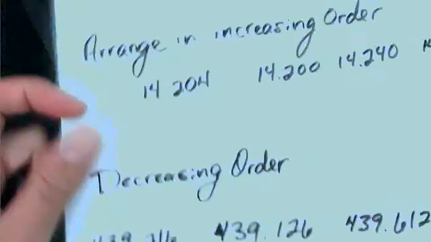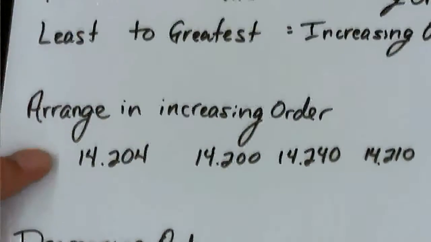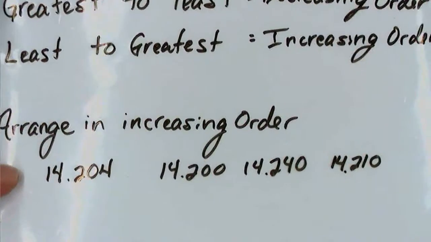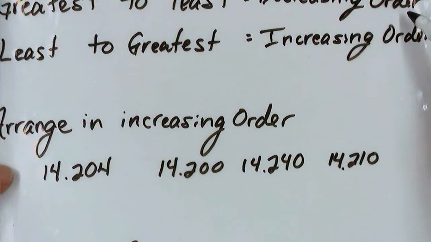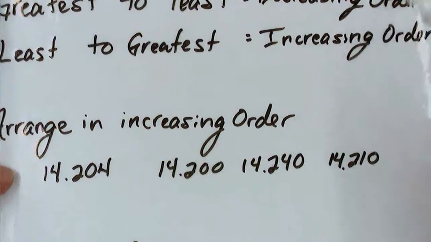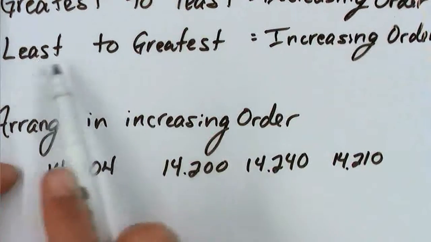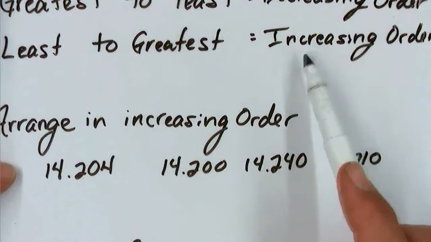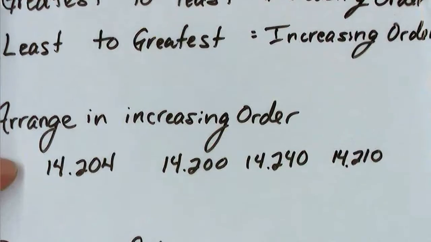Now what we're going to take a look at is putting them in order. So let's take a look. If you have something that's asking you greatest to least, the way they call it also is decreasing order. So they decrease, they get smaller, you start big and you get smaller. Or you could say least to greatest. That's increasing order, meaning you start small and you're getting bigger, you're increasing in size.